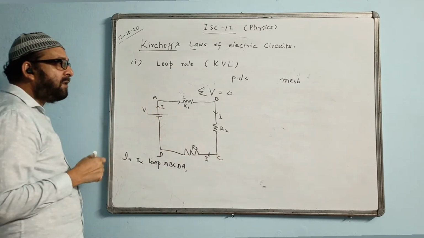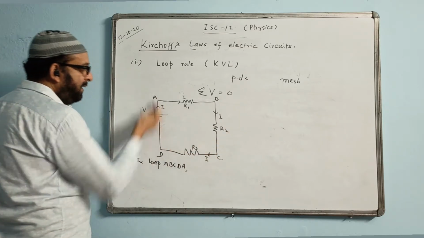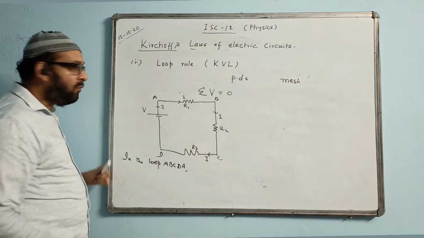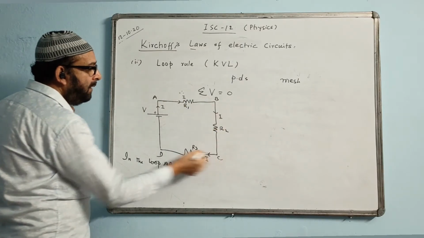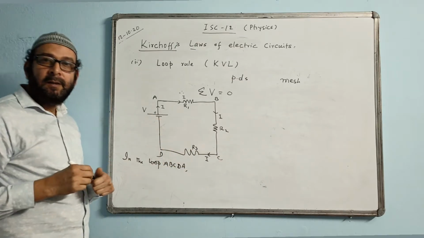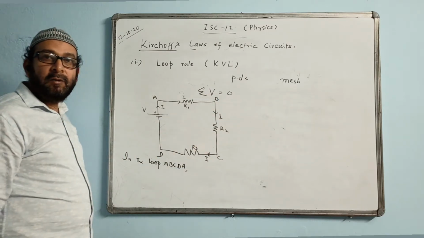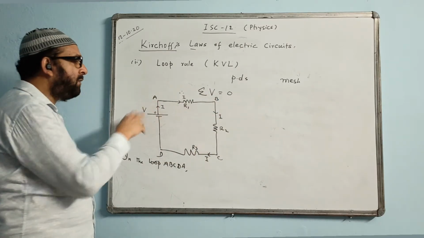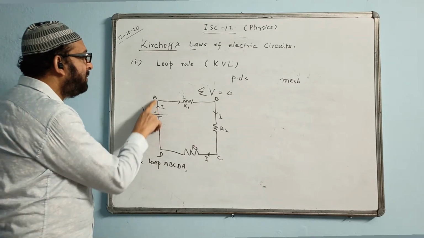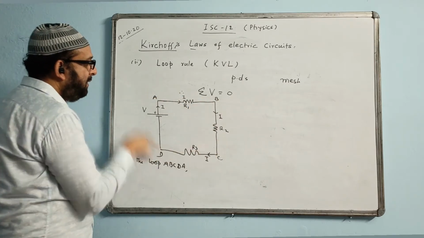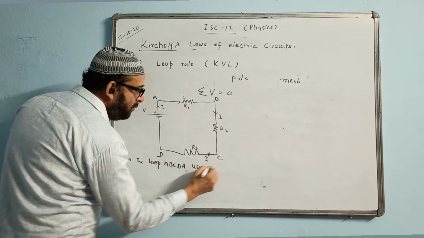You can start from any point. You can start from B, C, D, A, or C, D, A, B. Normally, if a cell is given, we take the loop from the positive terminal of the cell and name the points in that order. It can be clockwise or anti-clockwise, depending upon the positive terminal of the cell. Just now the positive terminal of the cell is like this, so I will be taking A, B, C, D, A, closing it by writing A again, like this, using KVL.